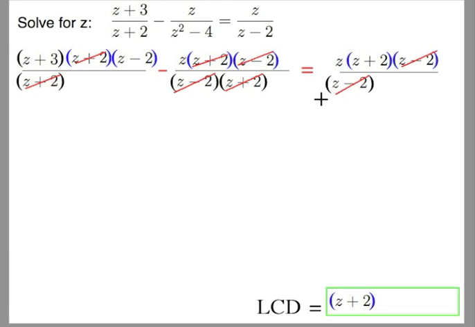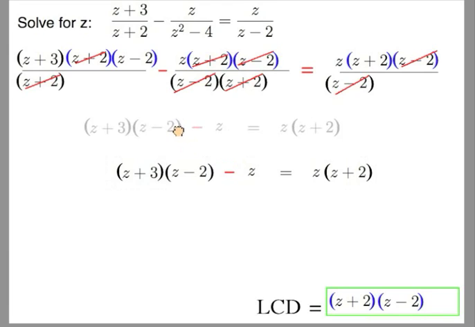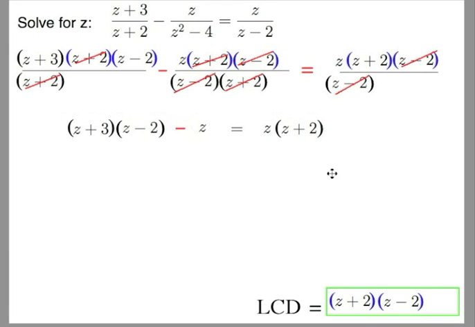Now, check it out. We no longer have any fractions. We've completely cleared fractions, and we did it by multiplying through by z plus 2 times the quantity z minus 2, and that is our LCD. The next step here is rather simple. All we do is copy and get rid of all our stricken out items here. And when we do that, we end up with an equation that is no longer a rational equation. And I think you know where we're going here.